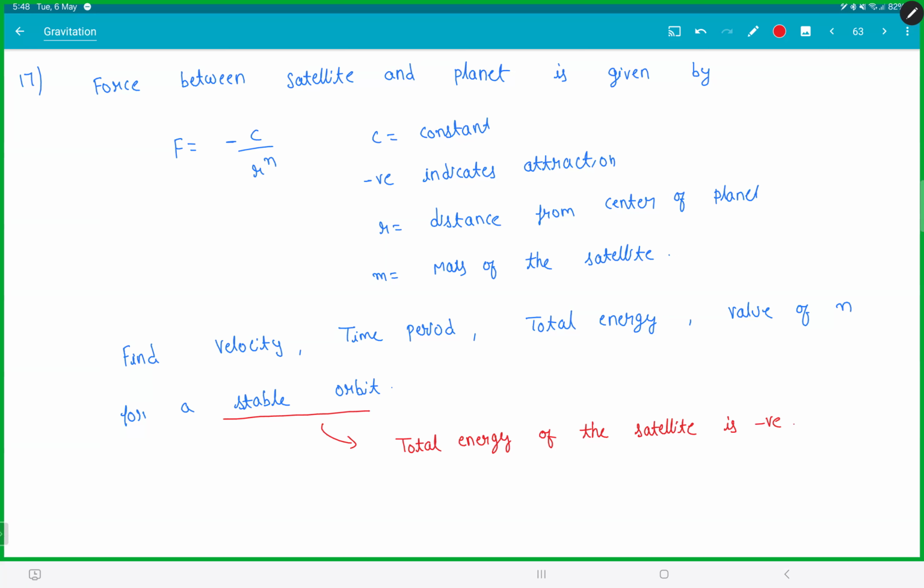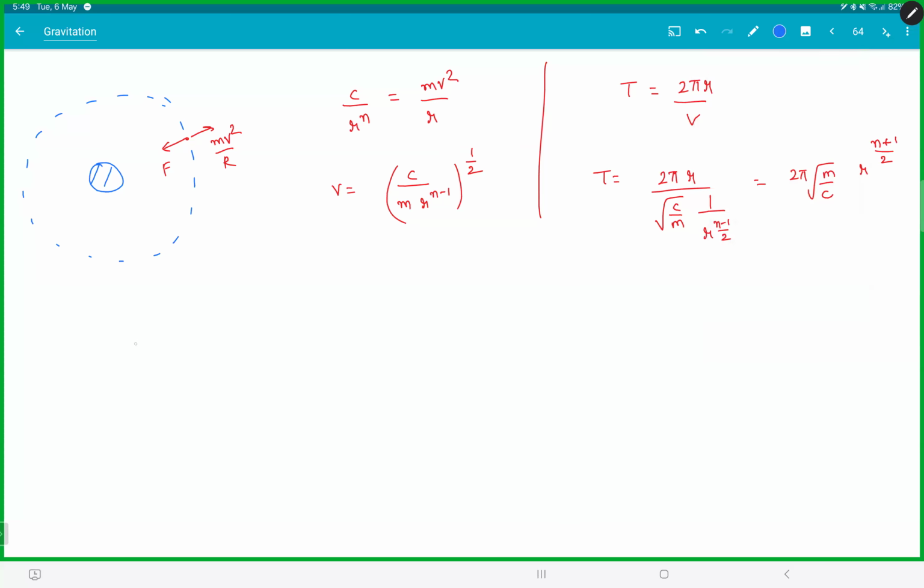Now in the energy, there are two parts: a kinetic energy and a potential energy. Kinetic energy is easy. Half mv square, so this is m by 2 times C by m times r power (n minus 1), so this will be C by 2 into r power (n minus 1). But how do you find potential energy? This is a mistake people make. There is not only kinetic energy. If there is an interaction between two objects, there will be a potential energy.